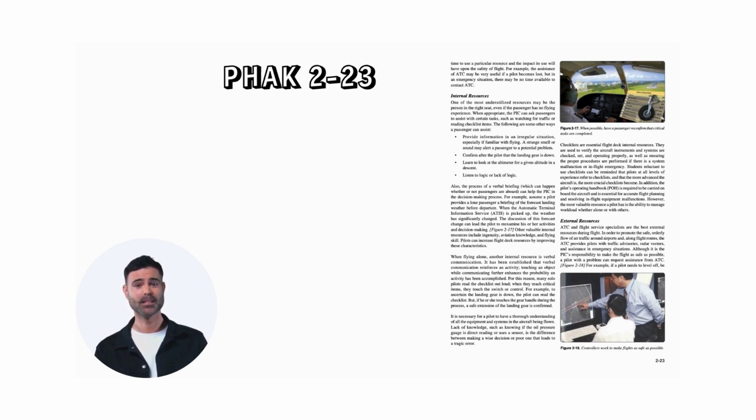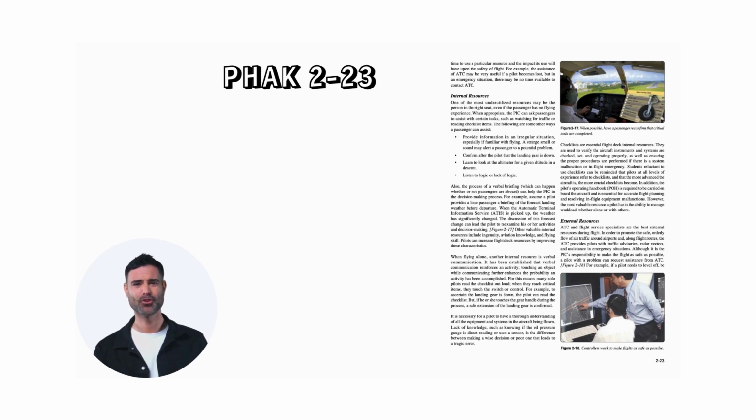It is necessary for a pilot to have a thorough understanding of all the equipment and systems in the aircraft being flown. Lack of knowledge, such as knowing if the oil pressure gauge is direct reading or uses a sensor, is the difference between making a wise decision or a poor one that leads to a tragic error.